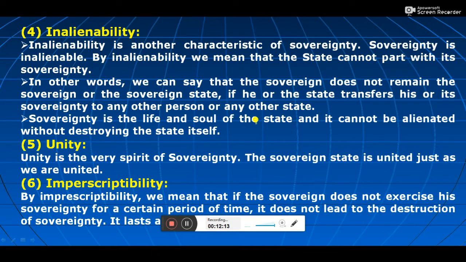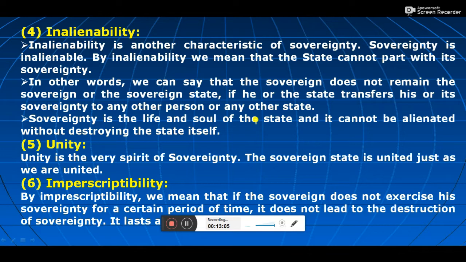Next is inalienability. Inalienability is another characteristic of sovereignty. By inalienability, we mean that the state cannot part with its sovereignty. In other words, the sovereign does not remain the sovereign, or the sovereign state, if he or the state transfers his or its sovereignty to any other person or any other state. Sovereignty is the life and soul of the state. It cannot be alienated without destroying the state itself.